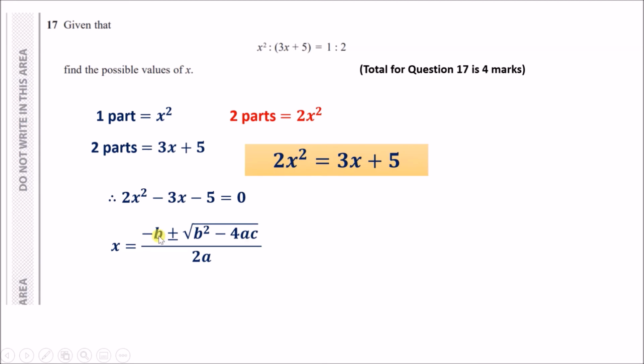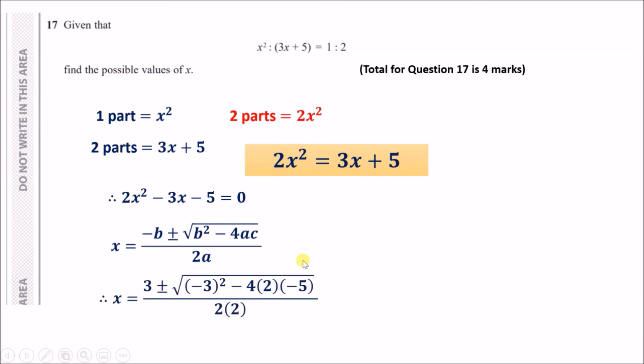So looking at this formula, we just have to put in the right things. Well, the value of a represents the value from the x squared, so the 2. The value of b is minus 3, and the value of c is minus 5. So if you substitute in carefully, it will look like that.